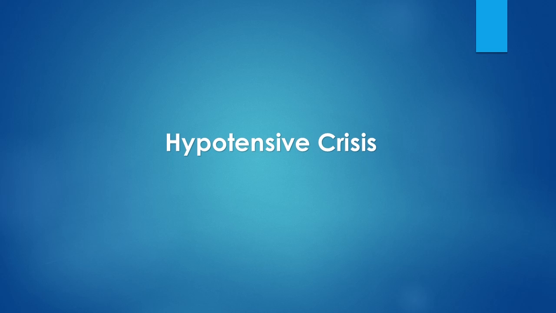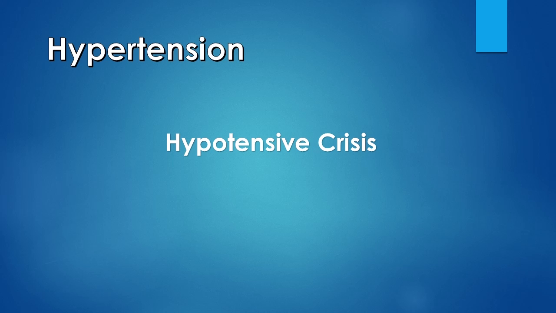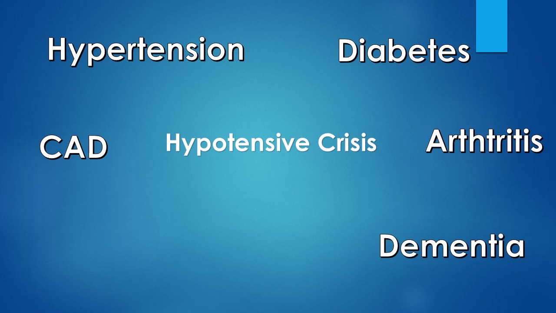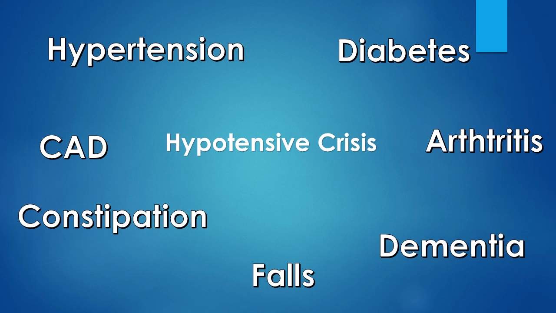In the center, we're going to put his admitting diagnosis, hypotensive crisis. Around it, we will put all his history and problems: hypertension, diabetes, dementia, CAD, arthritis, constipation, falls. In the ED, his blood pressure was 65/40. Since his BUN and creatinine are elevated, we'll start to think that he's probably dehydrated.